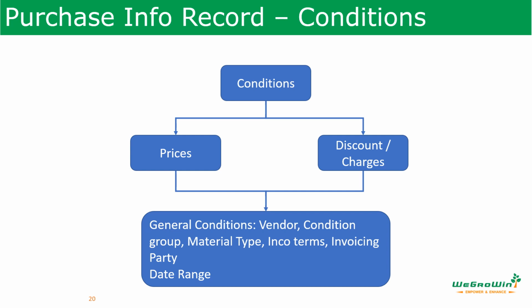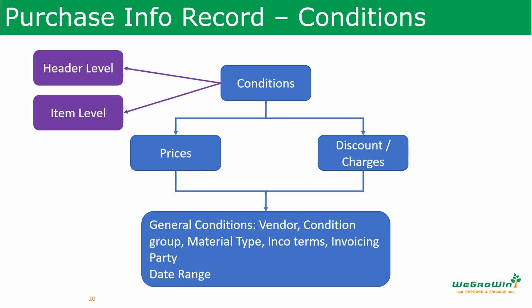Then we have time-dependent conditions, which can be restricted to a certain period of validity. For example, vendor prices varying according to the quantity. You can enter the pricing data in the form of a price and quantity scale. And we can enter the conditions in the document header or in the item details. Item conditions apply to one item only. Header conditions apply to all the items in the document.